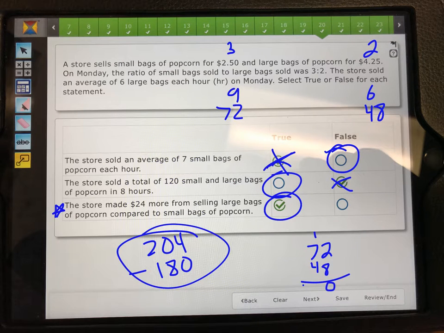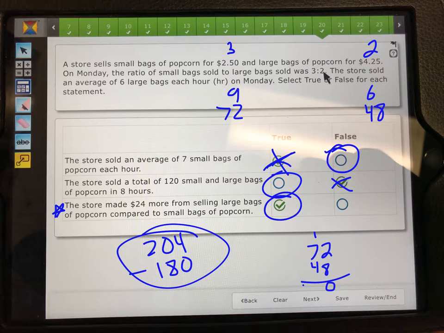All right, so I got a good argument for this question, and I'll get to that as I go. But it says that popcorn is $2.50 for small bags, $4.25 for large bags, and on Monday, the ratio of small bags to large was 3:2. So 3 represents the small bags, 2 represents the large bags. So the store sold an average of 6 large bags each hour. Okay, so every hour, this large bag should be at 6.